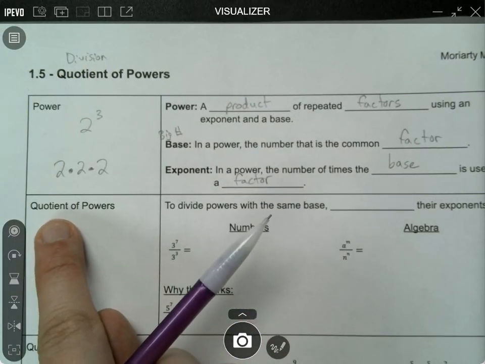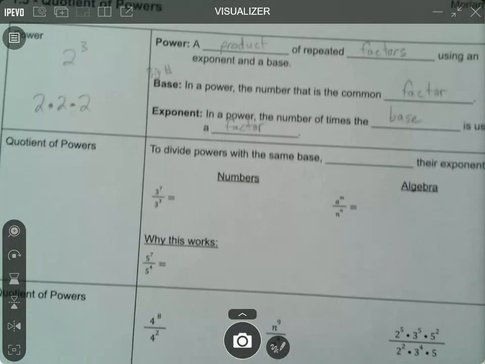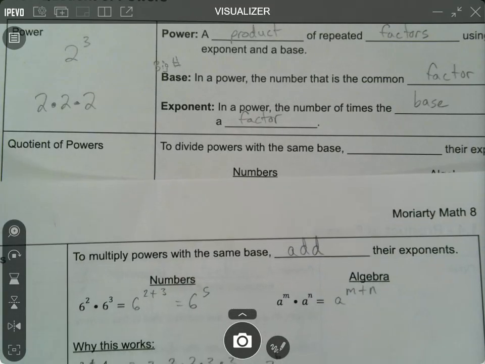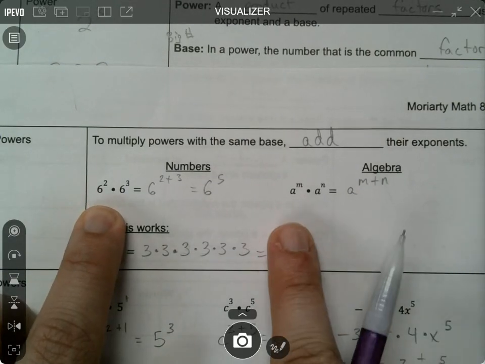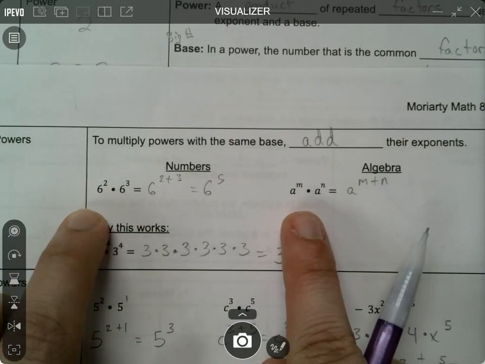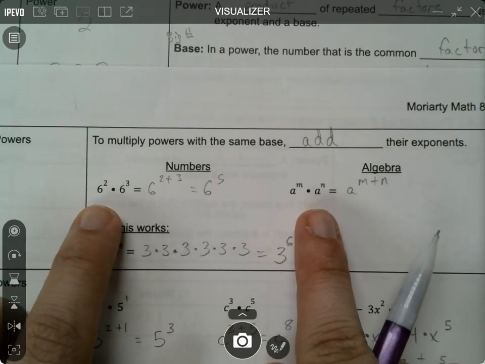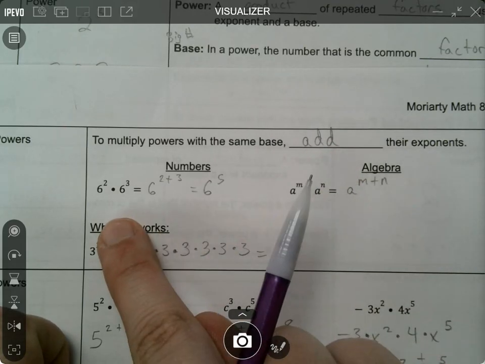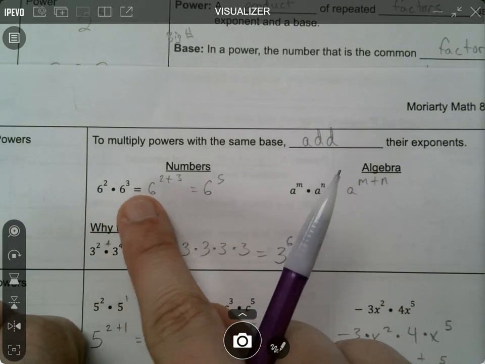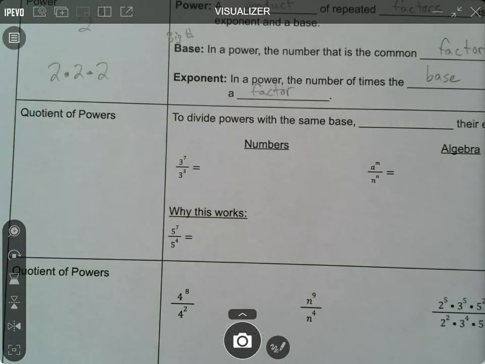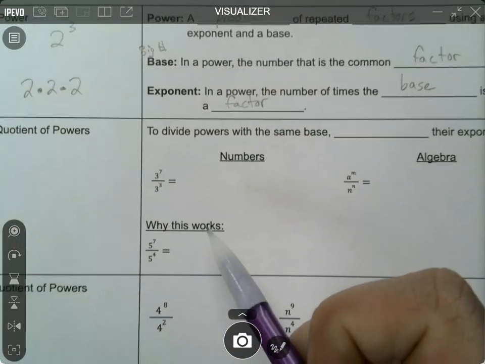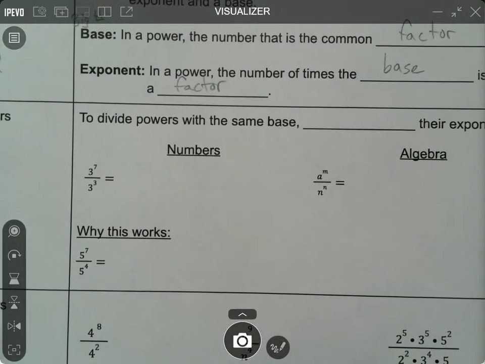Quotient is division, right? Now, I want you to think about this, and I can show you the notes from yesterday, right? With our product rule, when we were multiplying powers with the same base, what did we do with their exponents? It's on there, right? We added them, right? Okay. So multiplication, that's product. Quotient is division. What do you think we are going to do with their exponents with this quotient of powers?